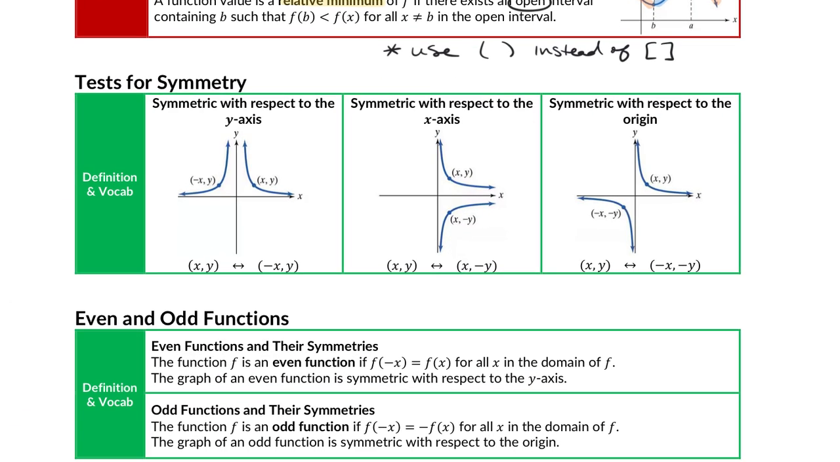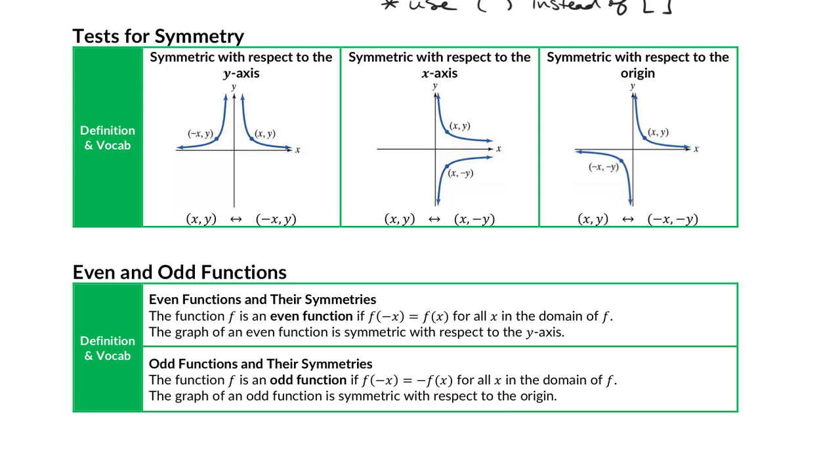Now, I know we've done almost zero examples, and it's because most of this stuff is pretty familiar. This might be the only thing that's not that familiar for you, is our tests for symmetry, which leads us to even and odd functions. Don't overthink the symmetry, though.